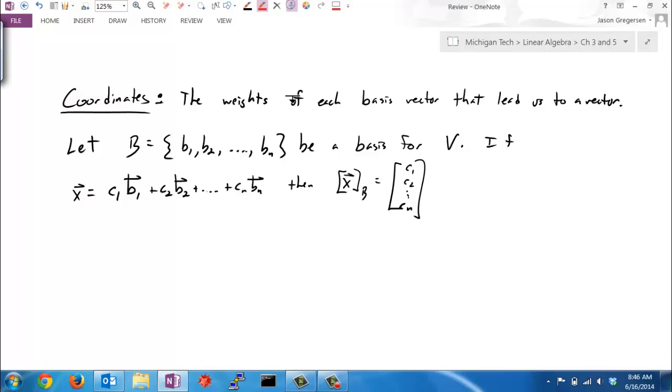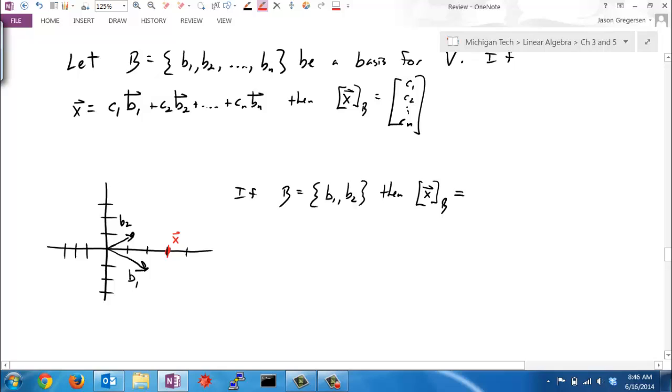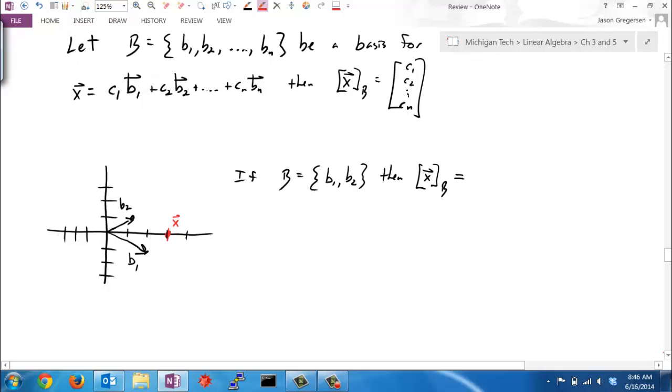All right, so a quick question kind of based on that. What about this visual system here? I've given you B1 and B2. What are the coordinates to x in terms of B1 and B2? So that's the question for the paper.